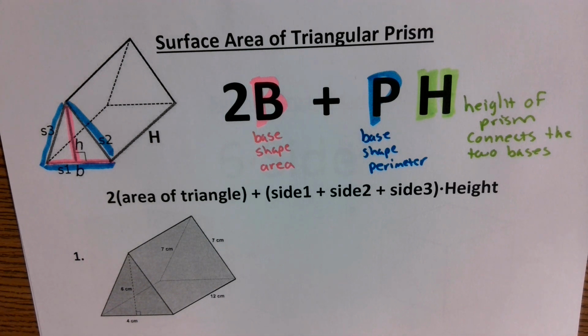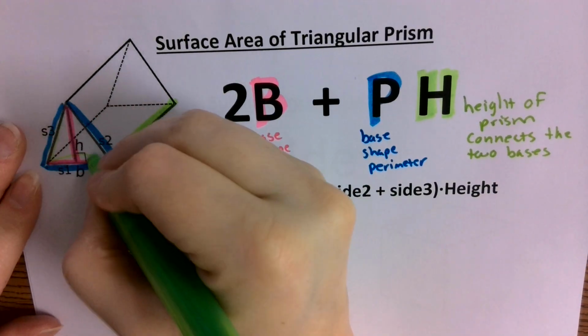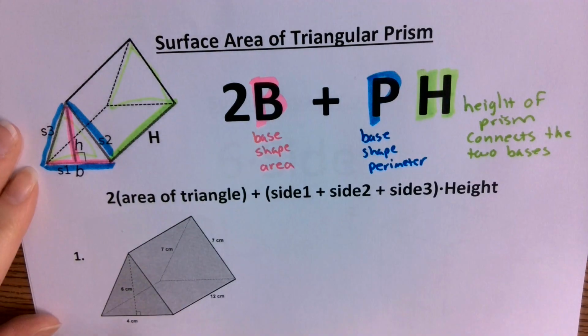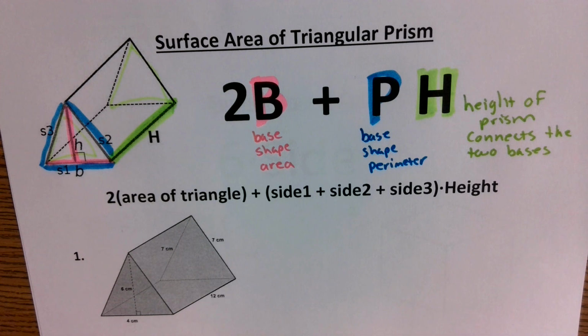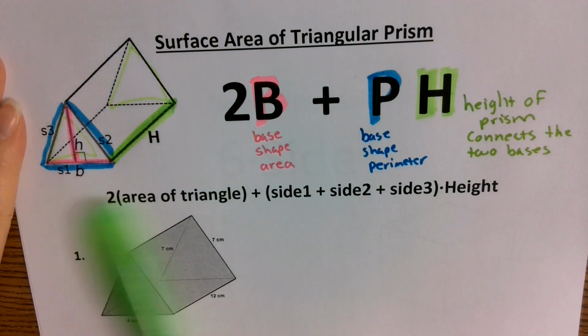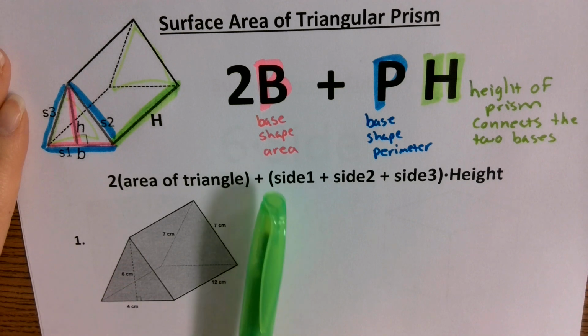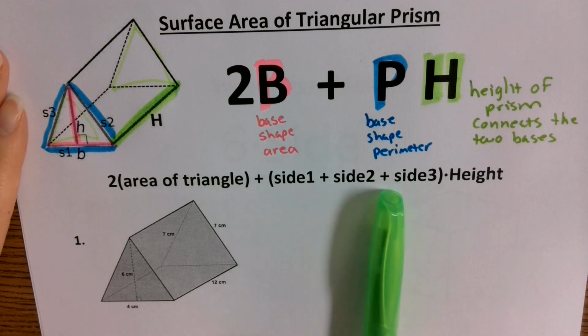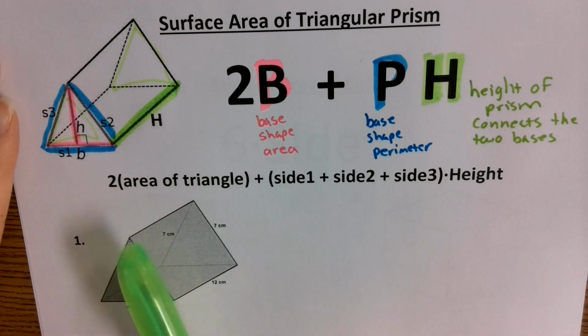And then the height, again, the height is what's connecting the two triangles together. So I have a triangle right here and a triangle right here in the back. My height is connecting the triangles together. Okay, so again, spelling it all out for you for a triangular prism, you're doing 2 times the area of your triangle, plus you're adding your sides together and multiplying it by the height. You'll combine those units together there.